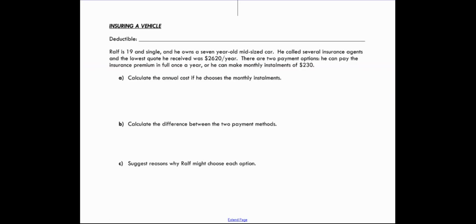So here we have Ralph, and he is single. He owns a 7-year-old mid-sized car. He called several insurance agents, and the lowest quote he received was $2,620 per year. There are two payment options. He can pay the insurance premium in full once a year, or he can pay it as a monthly installment of $230. So let's calculate the annual cost if he chooses the monthly installment.